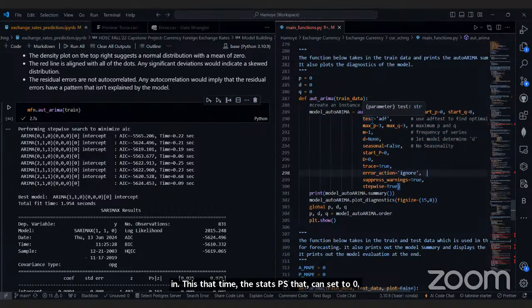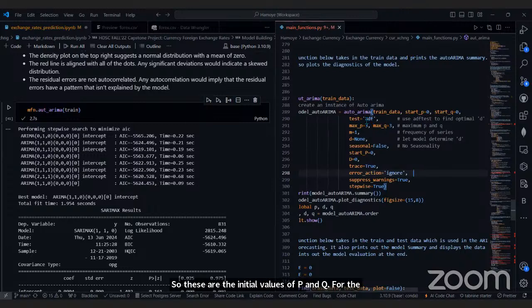Then how do we want to test? We are using the augmented Dickey-Fuller test to determine the optimal values for D. Then we have the max P and max Q, which are the maximum values for P and Q in the grid search. So we are just going through it 3 times. You can actually increase this. Like I said, this is like parameter tuning.